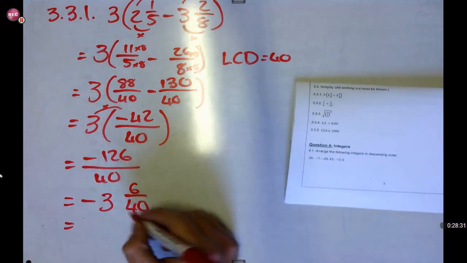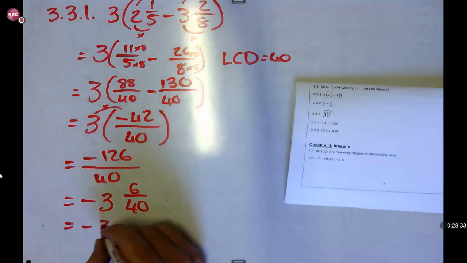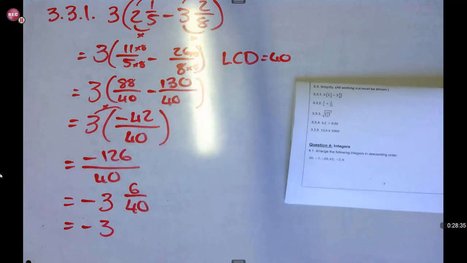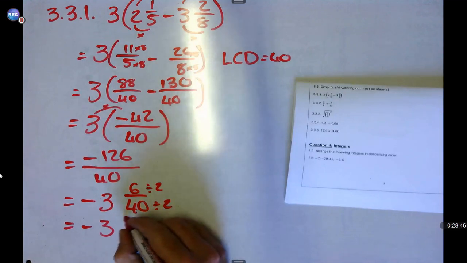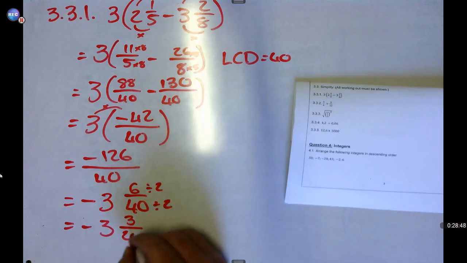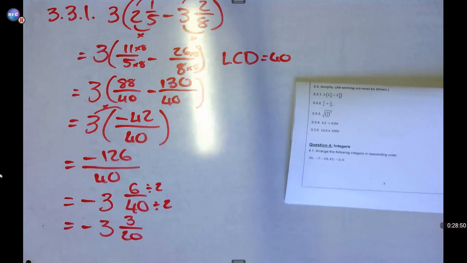Then we can simplify this fraction. So you've got negative 3, and what can go into 6 and into 40 evenly would be 2. So we divide by 2 there, and we divide by 2 there. So you'll then have negative 3 and 3 over 20. And that will be your final answer for this question over here. Okay.